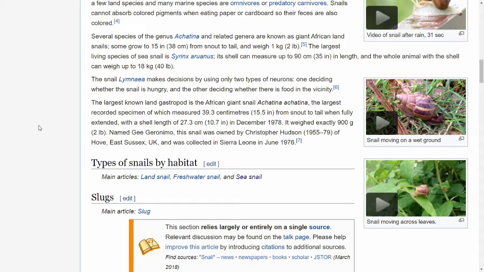Why? The largest recorded specimen measured 39.3 centimeters, 15.5 inches from snout to tail when fully extended, with a shell length of 27.3 centimeters or 10.7 inches in December 1978. It weighed exactly 900 grams or 2 pounds. Named G. Geronimo, this snail was owned by Christopher Hudson, 1955 through 79, of Hove, East Sussex, UK, and was collected in Sierra Leone in June 1976.